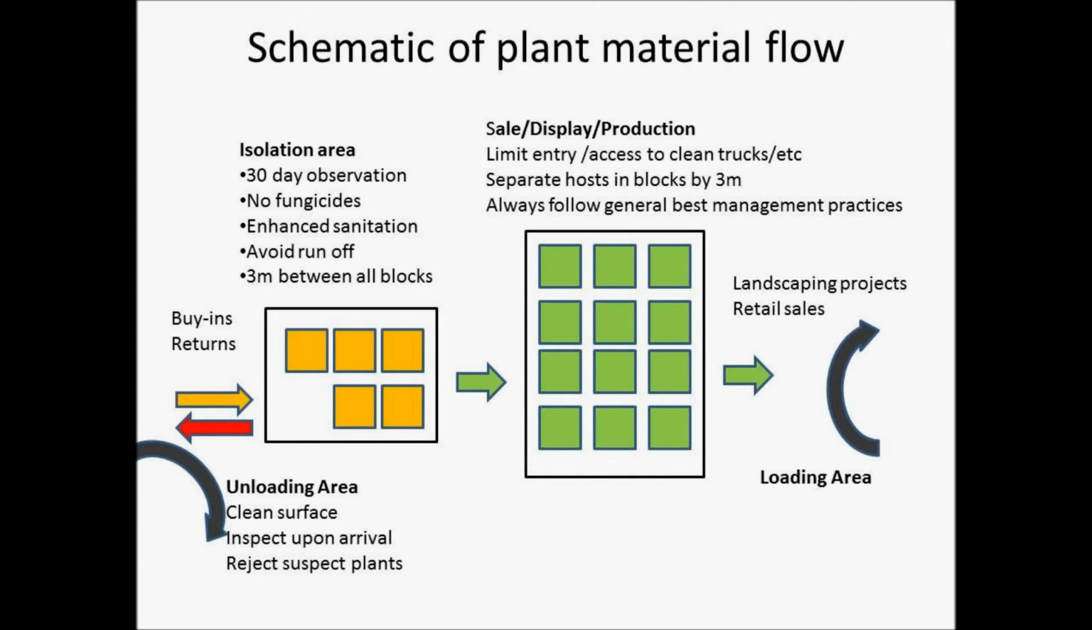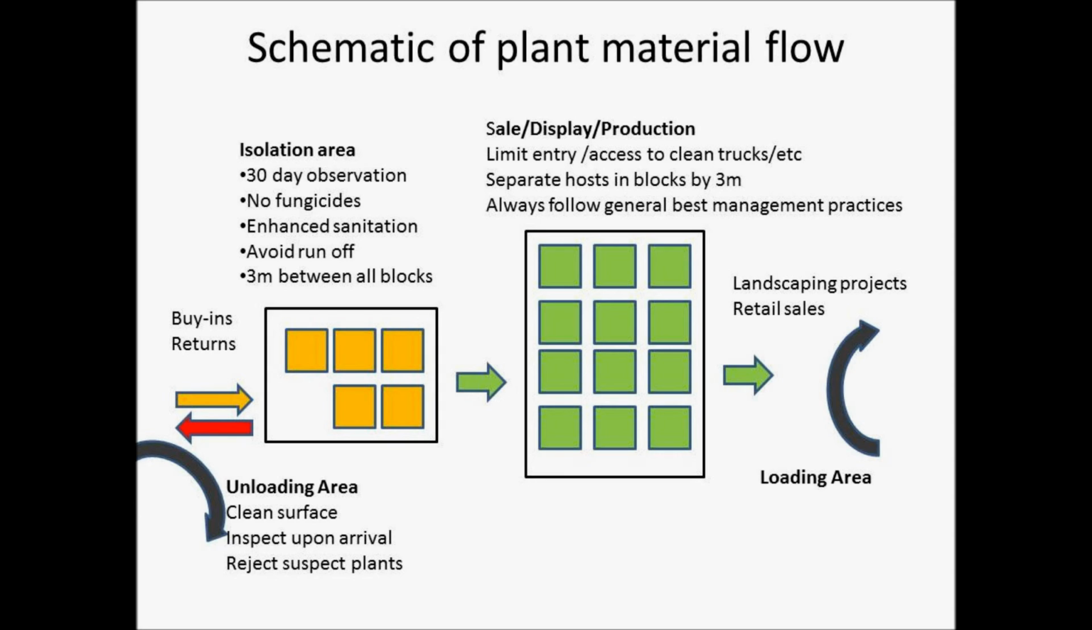Also, it's important not to apply any fungicides in this isolation area. So this is a schematic of the flow of host plant material utilizing the isolation strategy. To the far left, anything in orange represents new host material. It's held in an isolated area away from the general population of the plants in the nursery. Plants are held here for 30-day observation, during which no fungicides are applied to them.